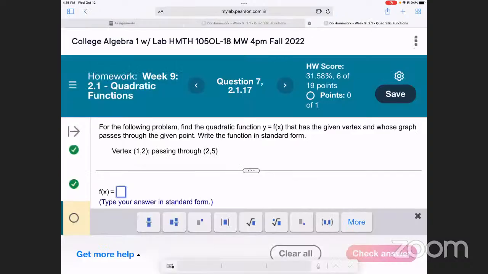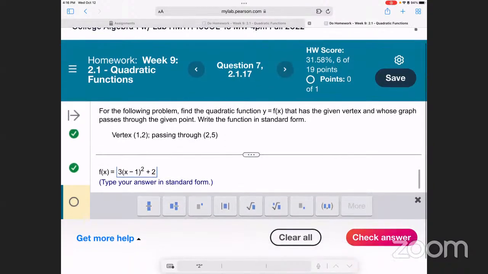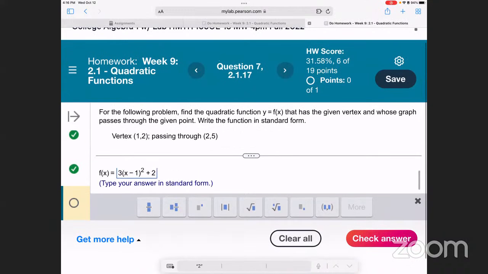Right here. So we got 3 times x minus 1 squared, plus 2, right? So let's check. Type your answer in standard form, okay? So let's check and make sure that this works.